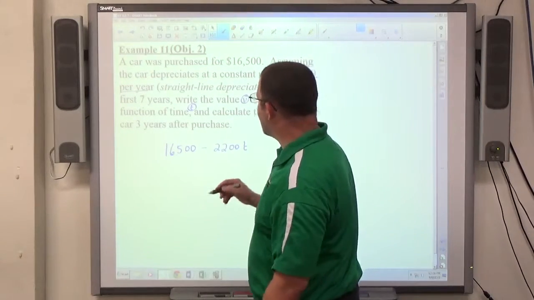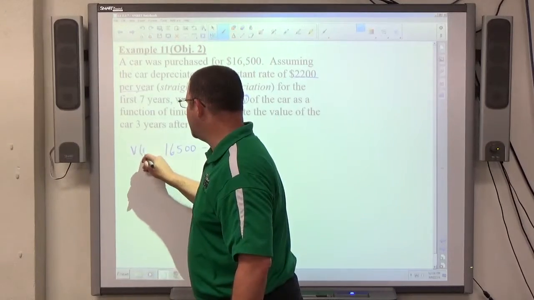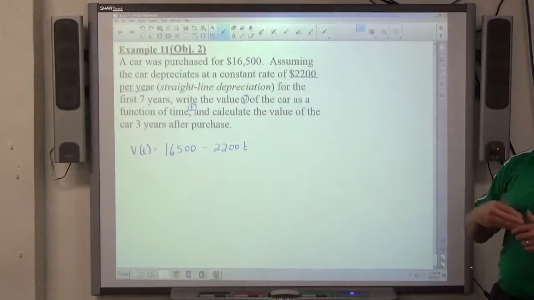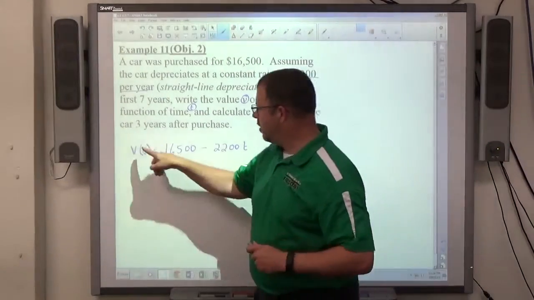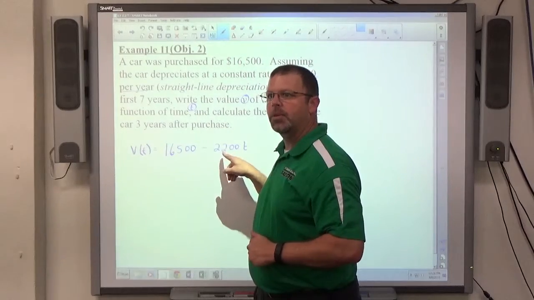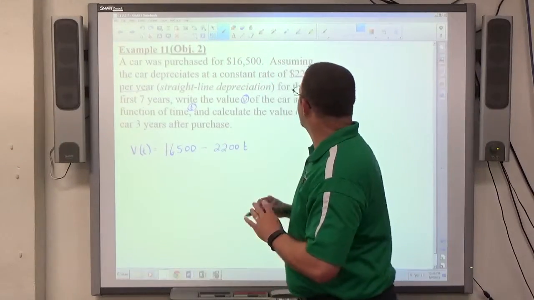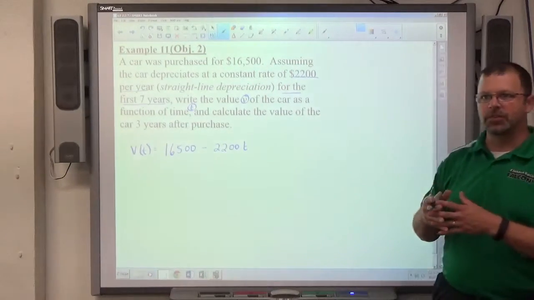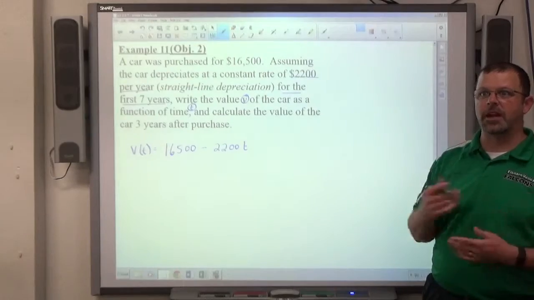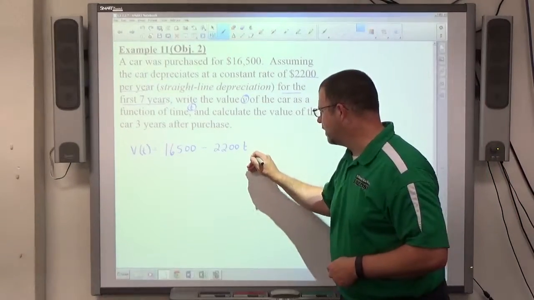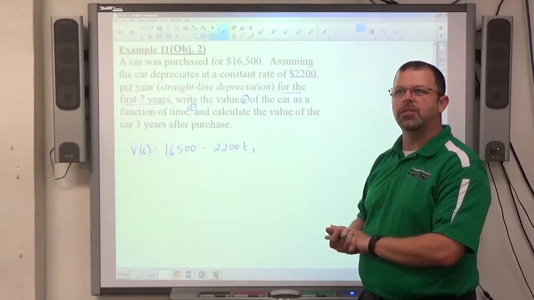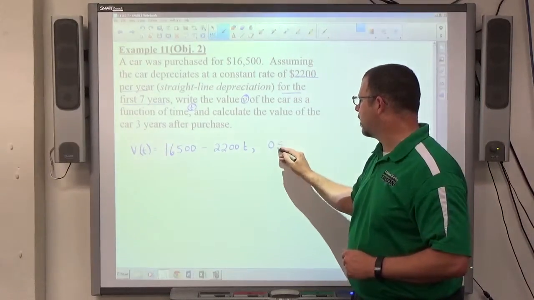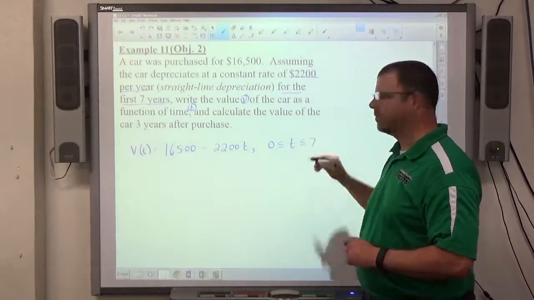All right? And I'm going to put V of T equals whatever letter you're using to represent the outcome. You put that letter of whatever the independent variable is. All right? And it says for the first 7 years. So what that's telling us is this function's only alive for 7 years. After that, all bets are off. So I'm going to put comma. Then I'm going to define my domain based on what they're telling me. The domain's all about T. I'm saying that 0 is less than or equal to T is less than or equal to 7.